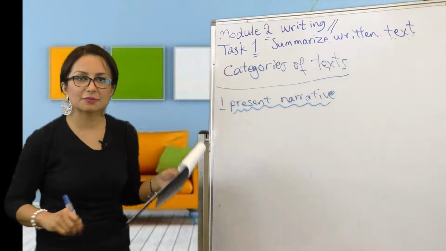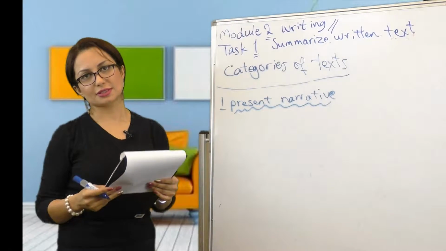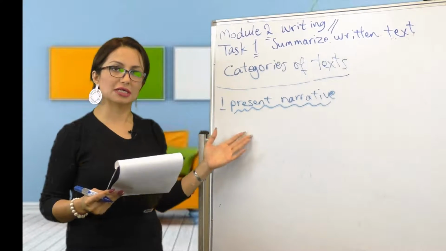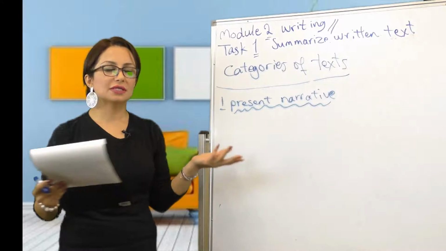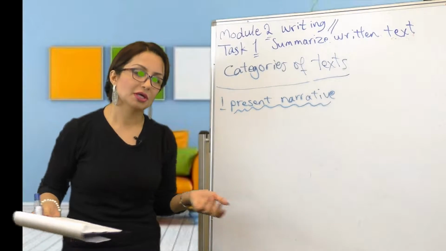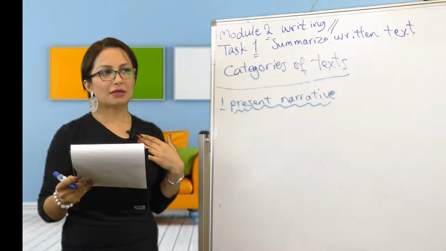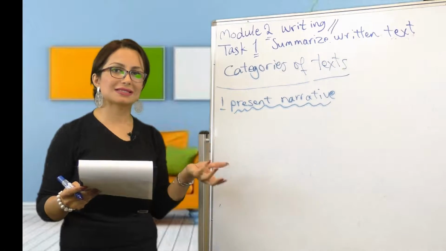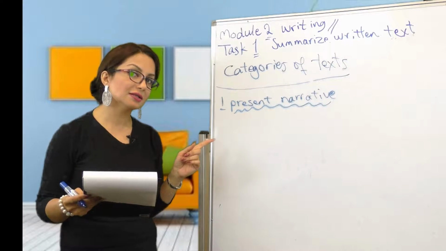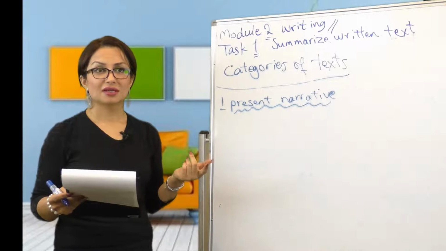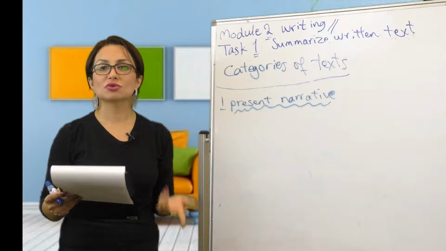So, what is a present narrative category in summarizing the written text? As the name suggests, present narrative means an event that is happening in present time, or the narration of something in present time. And how do we know, for example, a text is present narrative? How do we know that? Yes, grammar. Grammar tells us whether it is past or present.